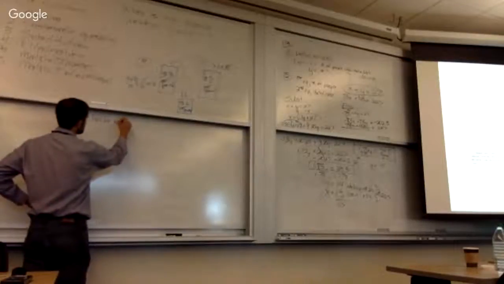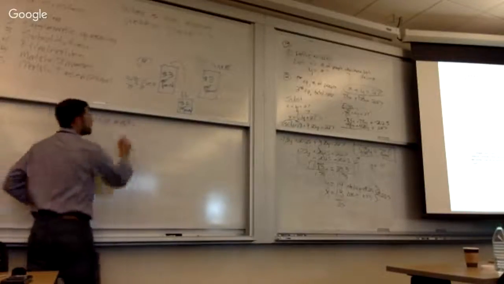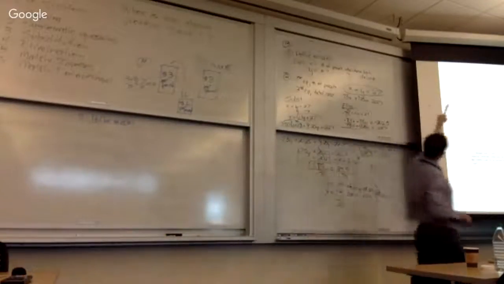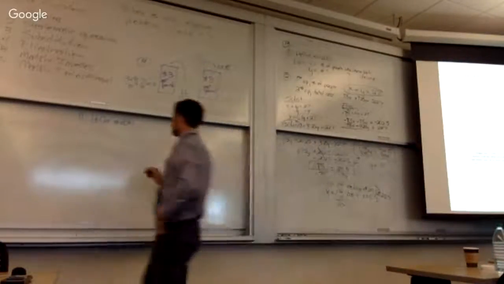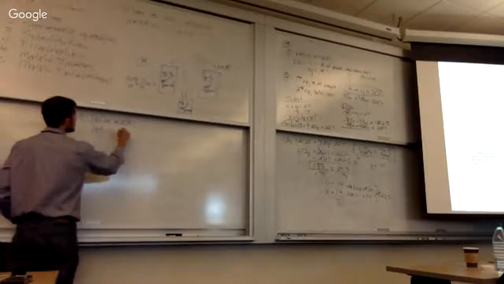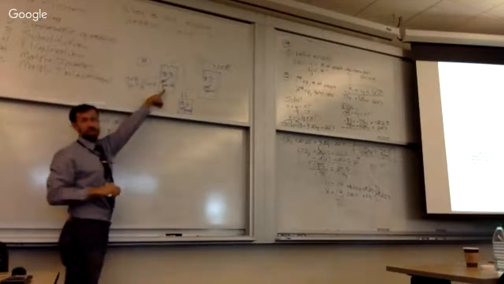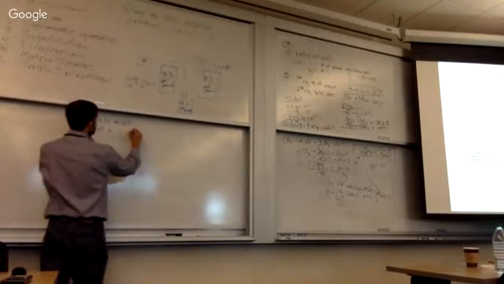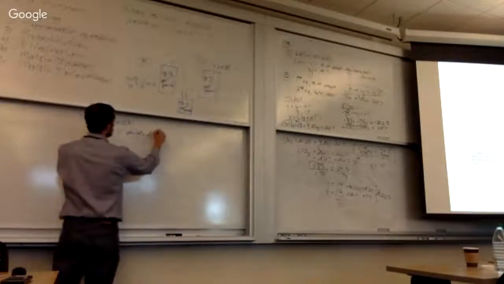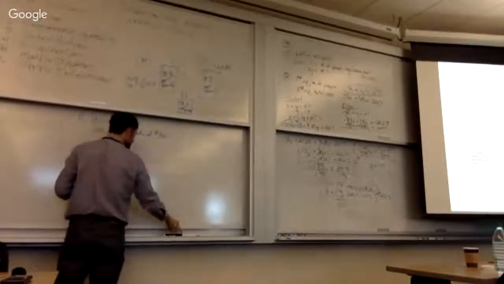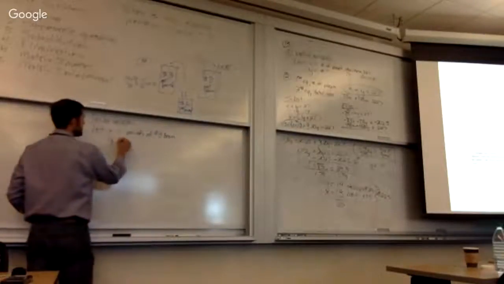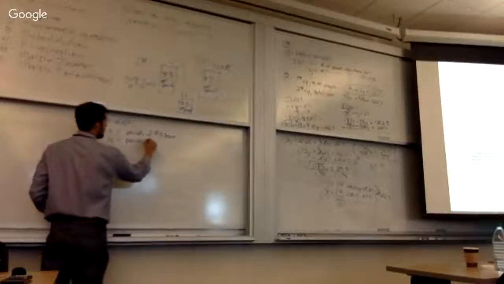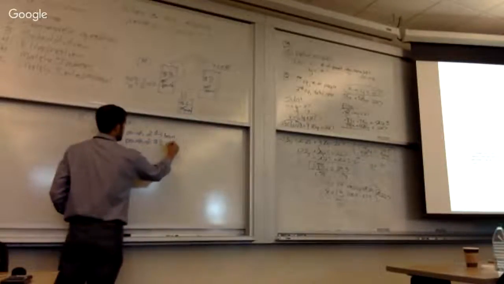What are our variables? Where do we look? Look at the question: how much of each type does Mavis use to make 50 pounds of a blend that costs $6 per pound? So how much of each type does she use? Let X equal pounds of the $3 bean. We're making a blend, so the $3 bean. Then let Y equal pounds of the $8 bean.